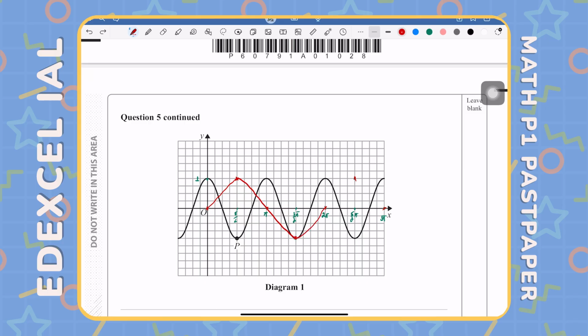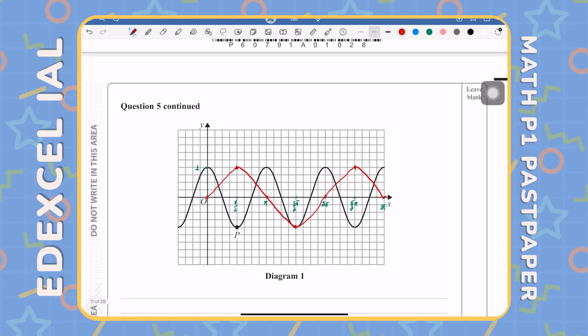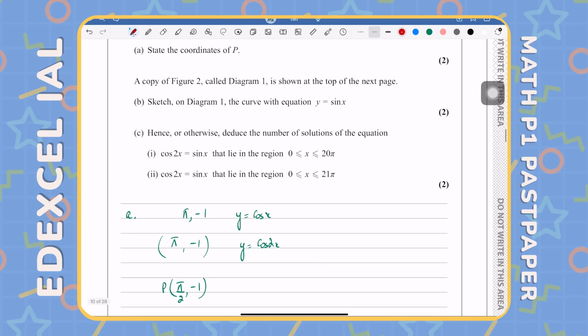There you go. Should be a smooth curve. And that's it, job done. Now, the next part, C part 1, it says hence or otherwise reduce the number of solutions.